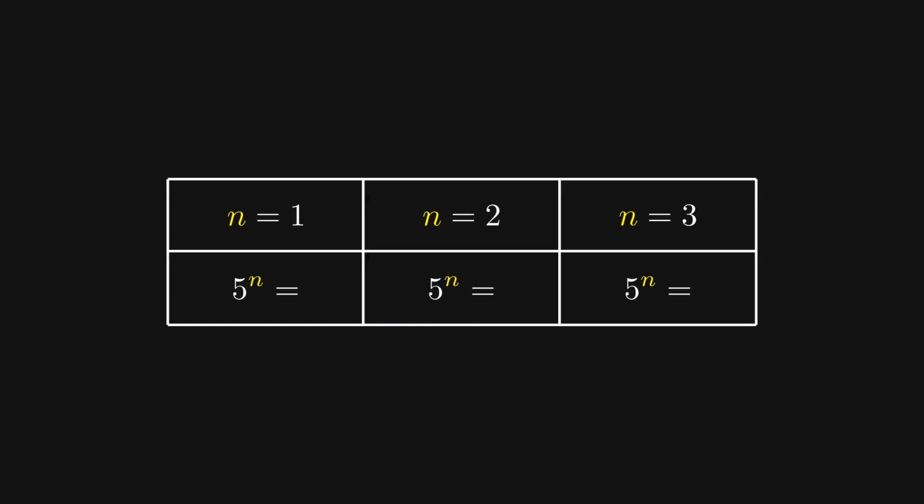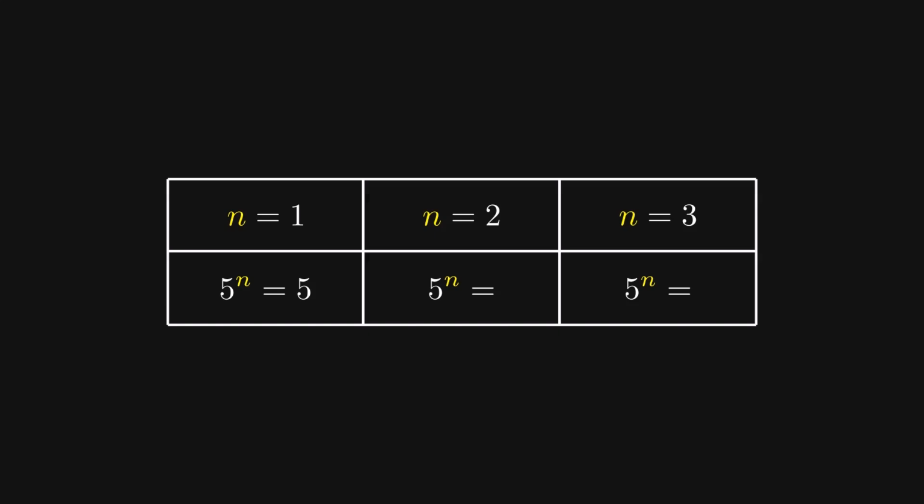In the first row, we have values of n like 1, 2, and 3. And in the second row, we are expected to fill in the results for 5 raised to the power of n. Now take a moment and see if you can complete the table. Alright, so when n is equal to 1, we have 5 raised to the power of 1, which means 5 is used only once in the multiplication. So 5 raised to the power of 1 is simply 5.